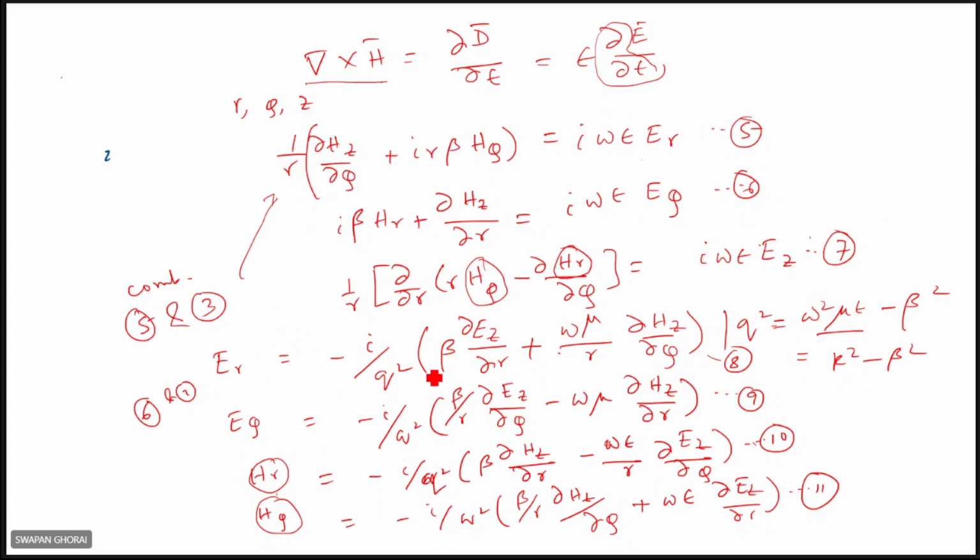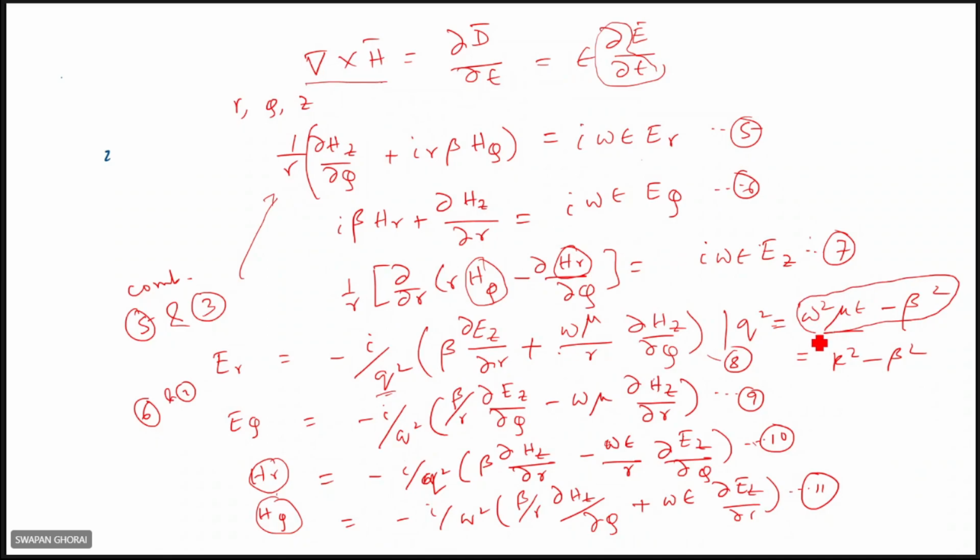And Er will be minus i by q squared, beta times del Ez upon del r, plus omega mu upon r del Hz by del phi. Here we have used this term q. This q you'll actually get when solving these equations. Simply substitute these equations and you get these terms. You'll get omega squared mu epsilon minus beta squared.